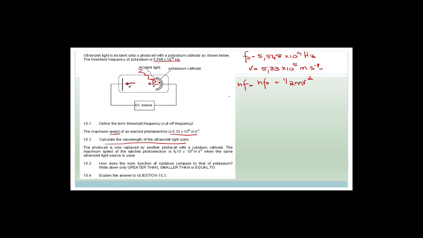So Planck's constant, which is h, 6.63 times 10 to the negative 34, times the frequency is equal to, again, 6.63 times 10 to the negative 34 multiplied by the threshold frequency, which is 5.548 times 10 to the 14, plus a half multiplied by the mass of an electron, which is 9.11 times 10 to the negative 31, it's on your formula sheet, times the velocity, 5.33 times 10 to the 5, all squared. Let's work out the right-hand side on the calculator.